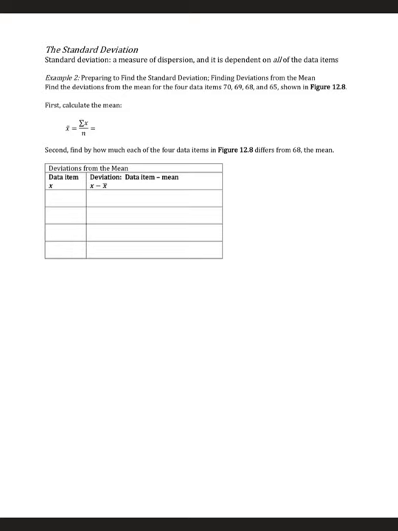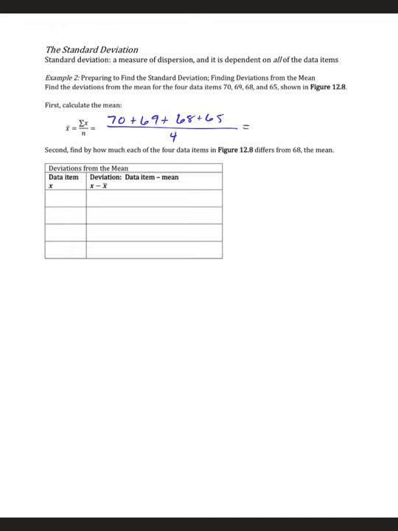So we want to prepare to find the standard deviation. We want to find the deviations from the mean of the 4 data items, which were 70, 69, 68, and 65 from that figure in 12.8. So again, we're taking those 4 ages. The first thing we need to do is find the mean here. So we want to first add up those 4 ages, and then since there's 4, we want to divide it by 4.